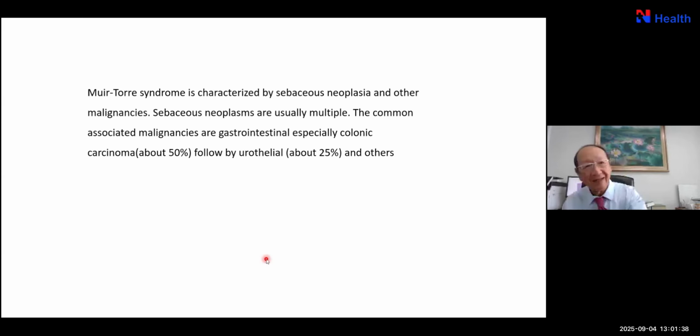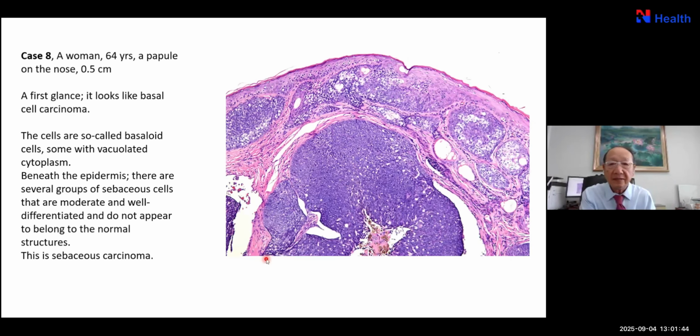Okay. The next one is a woman, 68 years old, small papule on the nose, about 5 millimeter. At first glance, we look at it, oh, dark blue globular mass at the bottom part. That's basal cell carcinoma at first glance.